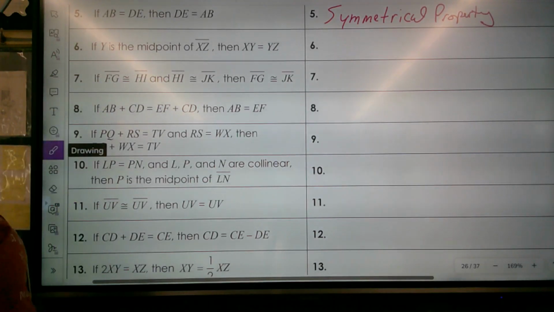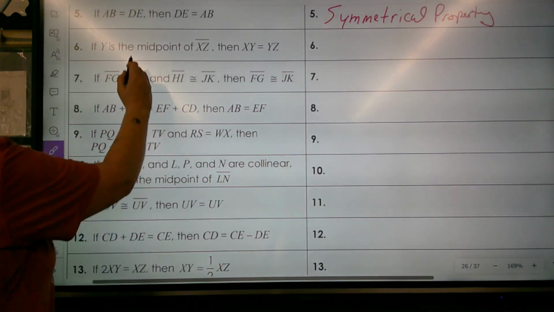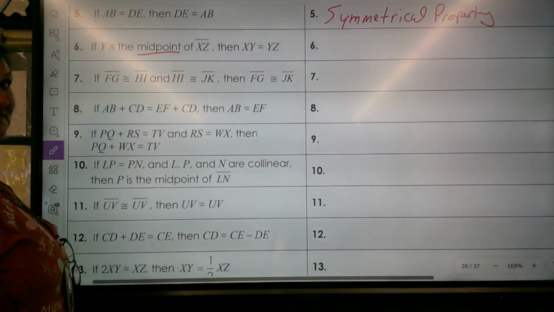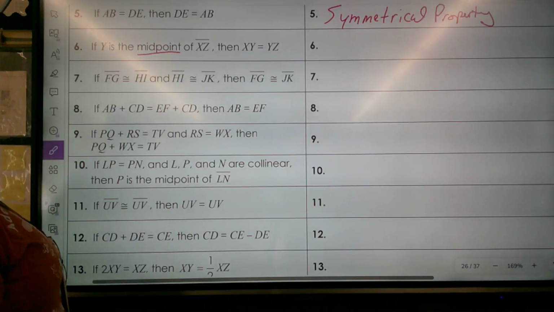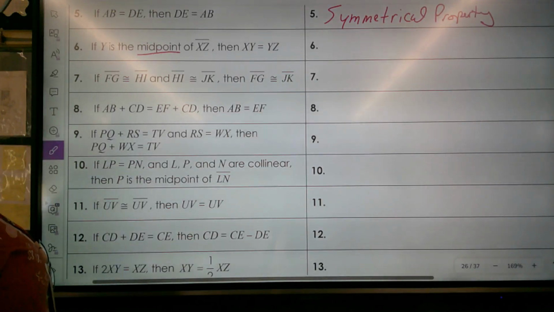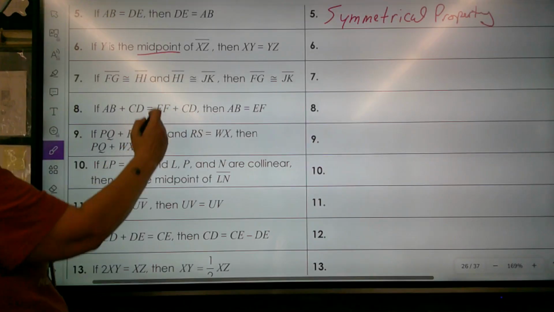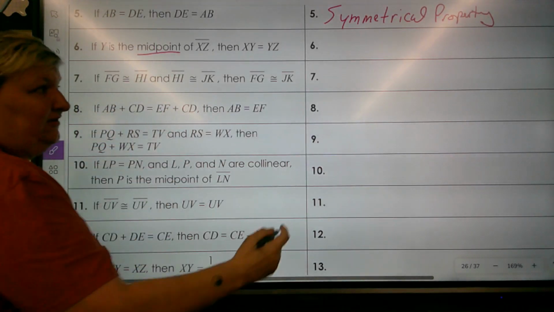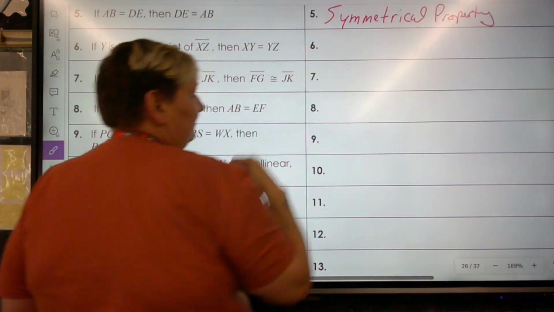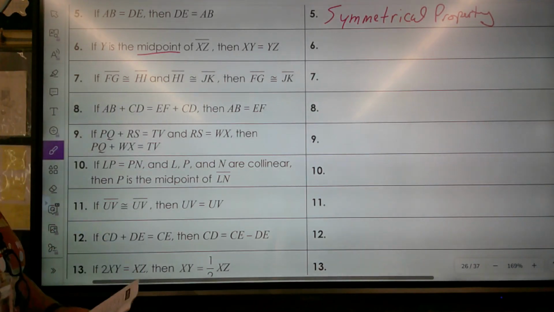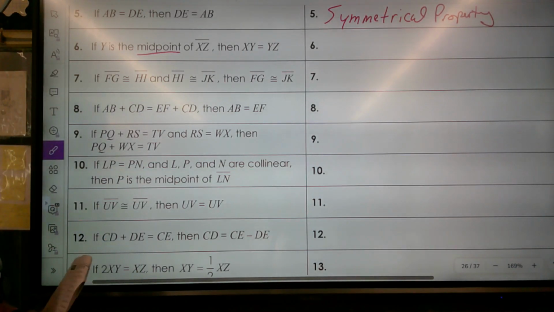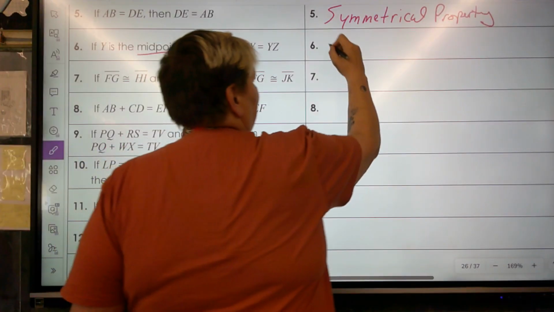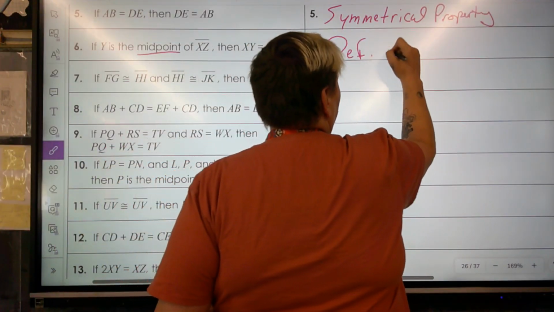All right, 6. If Y is the midpoint of segment XZ, then XY equals YZ. If Y is the midpoint, then this is just midpoint. You can literally just put the definition of midpoint.